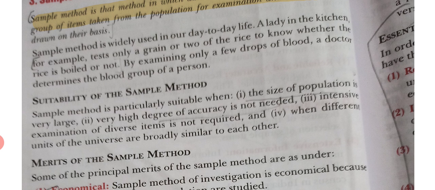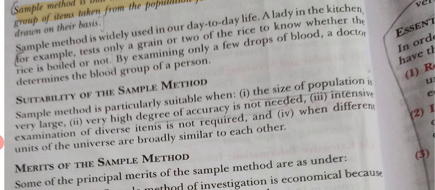Very high degree of accuracy is not needed. Means when there is no need of very accurate information, because each and every item is not studied or investigated in a sample. So when there is no need of very much accuracy, then sample method can be used. Third is intensive examination of diverse items is not required. When detailed information of all the items of the universe is not required, then sample method can be used.